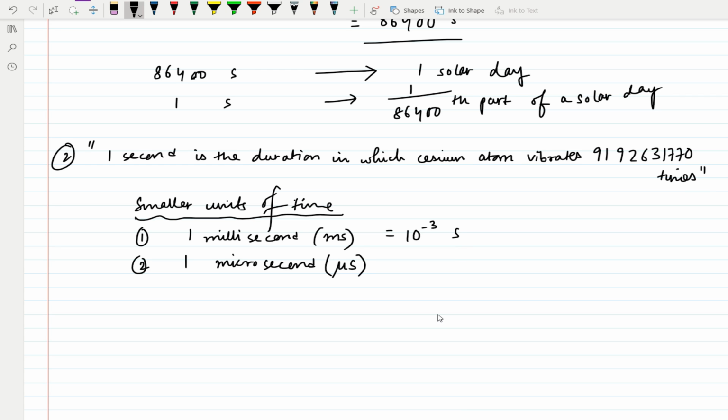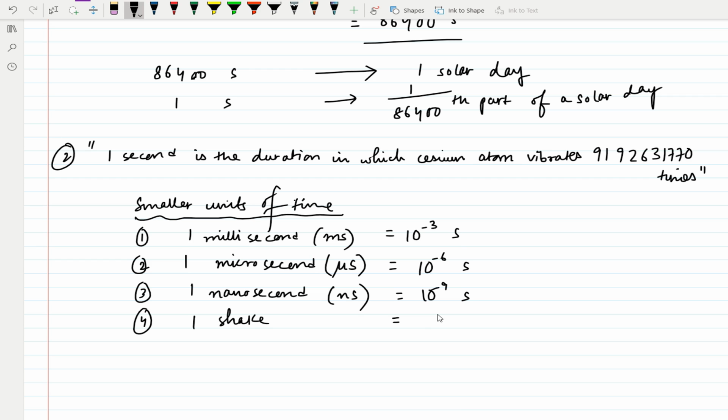Microsecond is μs, so that is equal to 10 to the minus 6 second, because micro is 10 to the minus 6. Third one is 1 nanosecond, and that is denoted by ns, and that is 10 to the minus 9 second, because nano is 10 to the minus 9. And the fourth one is 1 shake, and that is 10 to the minus 8 seconds. Okay, 10 to the minus 8 seconds. So these are the smaller units of time.